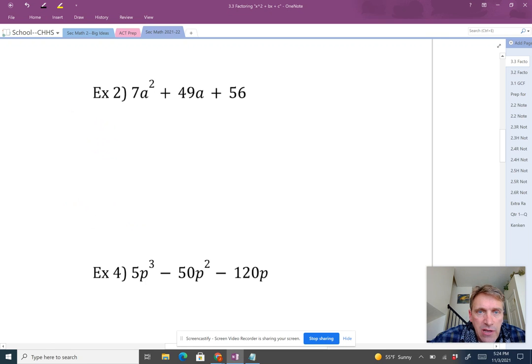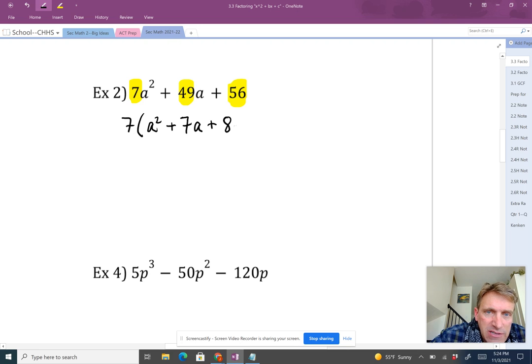Our first step, check for greatest common factor. And I notice that 7, 49, and 56 all are multiples of 7. And so I'm going to take out a 7. So I get 7 times a squared plus 7a plus 8, because 7 times 7 is 49, and 7 times 8 is 56. So then we are left with this part here that I've underlined. That's much easier to factor than having to deal with 7a squared plus 49a plus 56. And it's now in standard form, a squared plus 7a plus 8.